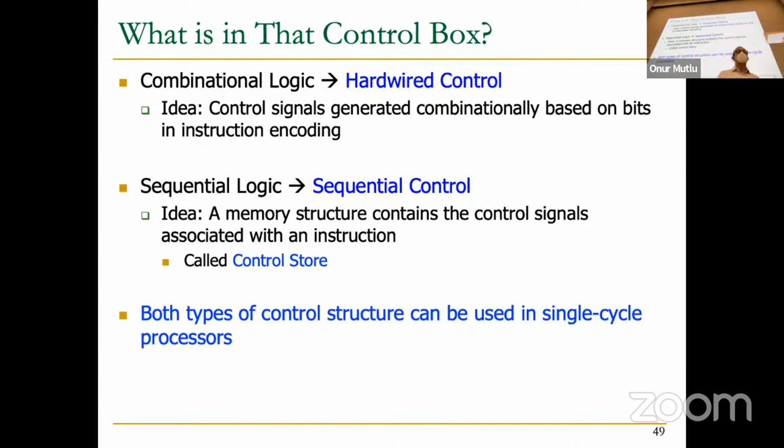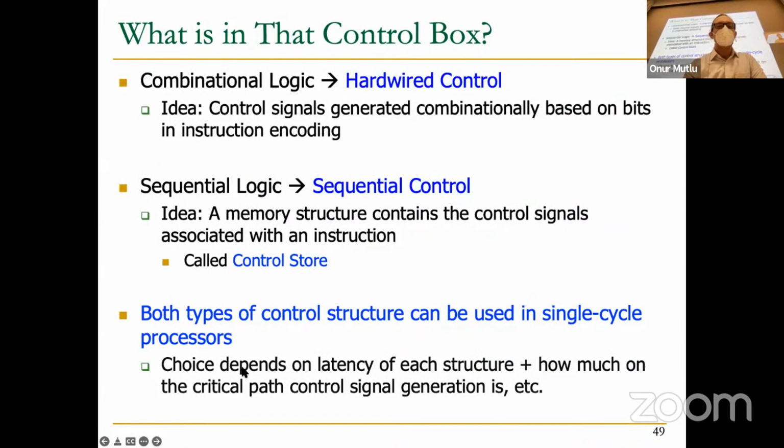Both types of control structures can be used in single cycle processors, actually, but we choose hardwired control since it's easy to implement in this case. What does the choice depend on? It depends on the trade-off, the latency of each structure, and how much on the critical path the control signals are. We will see the critical path of a single cycle machine, and control signals are one of the few things you need to worry about in that case.